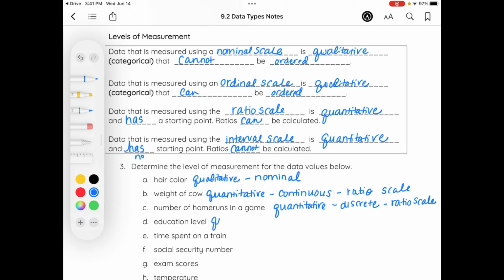Education level, we said, was qualitative. So we can jump right to the level of measurement. Our categories are ordered, right? Because it's in order from least to greatest with respect to the least amount of education to the highest amount of education. So thus it is an ordinal scale.